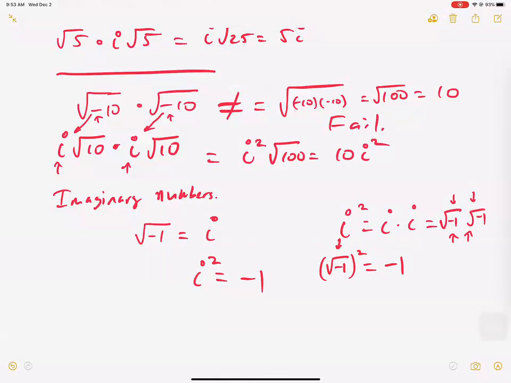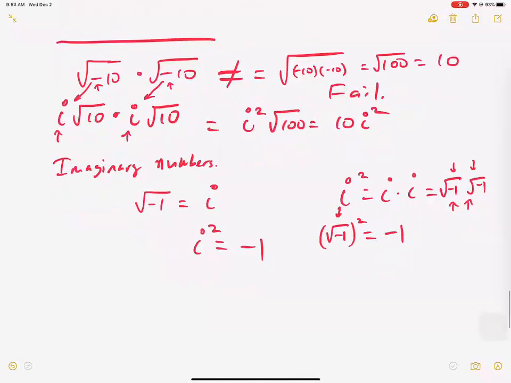So whenever we have i squared, the answer is negative 1. Negative 1, yes. So our answer back here is negative 10. Coming back here, i squared is a negative 1 instead. That gives us negative 10. Now, I want to go back here and look at this negative 10 problem real quick.